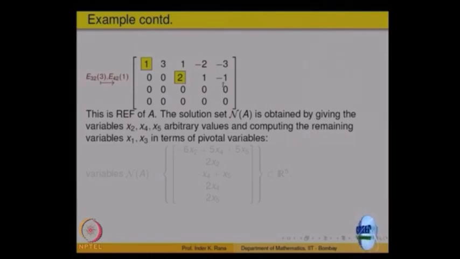In the last equation, that is 2x3 plus x4 minus x5 equal to 0, x4 and x5 are given arbitrary values, and from that equation I get x3. Everything is fixed. Now, compute the variable which is free, that is the second one. So, x2 gets an arbitrary value, and backward substitution will give me x1.